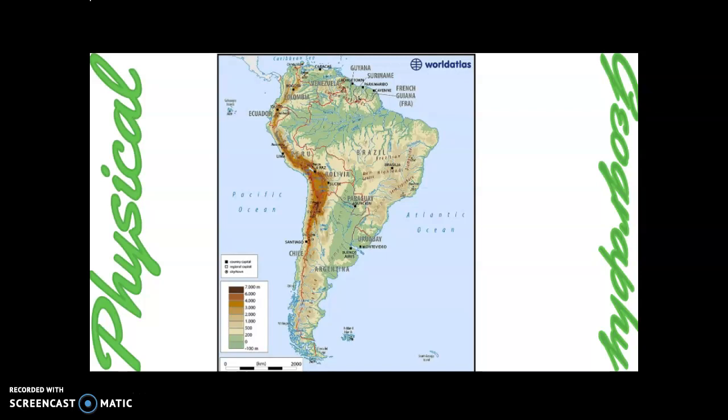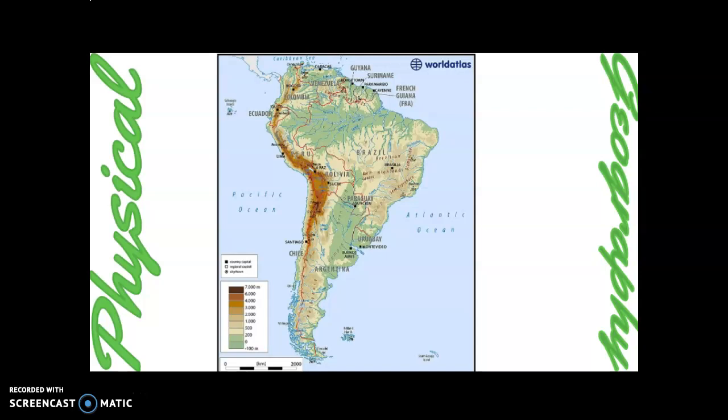The Guiana Highlands are in northern Brazil. They border Venezuela, Guyana, Suriname, and French Guiana. So that is the Guiana Highlands. And then you have the Brazilian Highlands, which are on the east coast of Brazil.